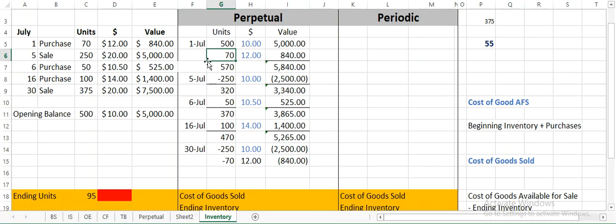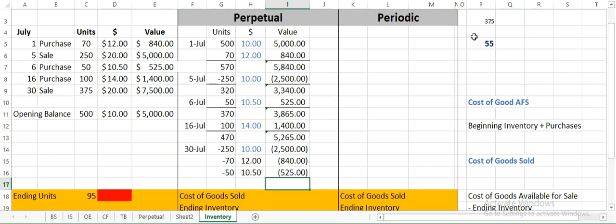The next purchase is $50. Because if you follow it, we started with the 500 original. Purchase is 70. The next purchase is only $50. So we have to take 50 units at the price that we purchased at, $10.50. And so $10.50 is what we use to calculate the next layer that we took from.